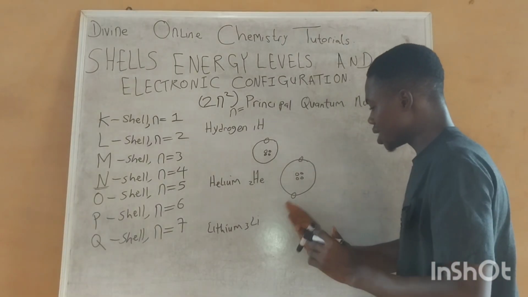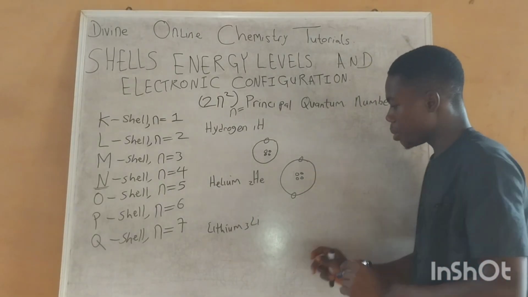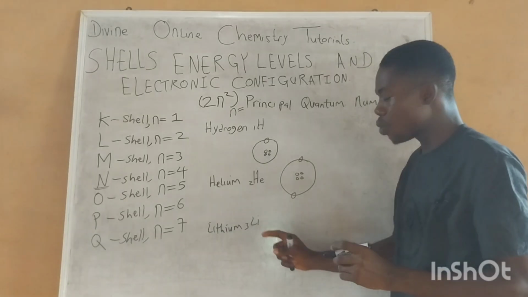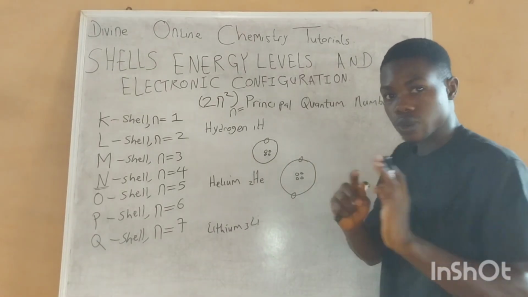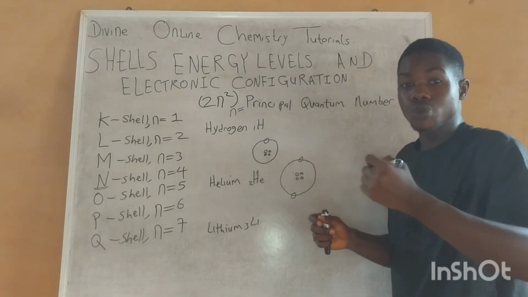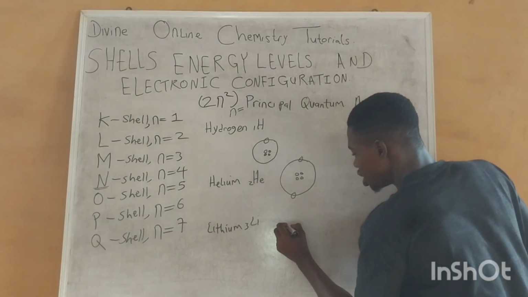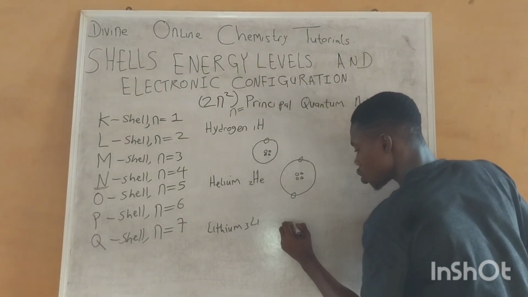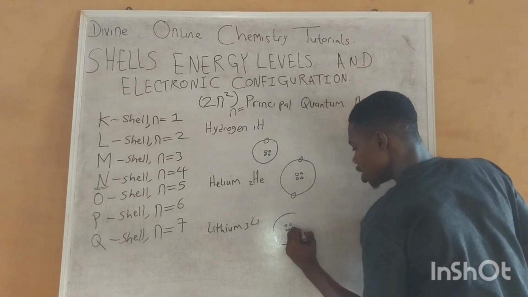Now it's not becoming complicated. Let's watch for lithium. Lithium has 3 electrons. To represent it, you will always start with the first shell. This is the nucleus, and the first shell is the K shell.